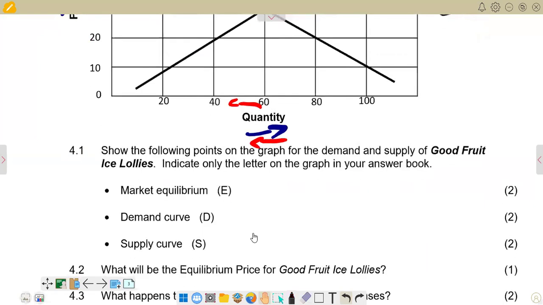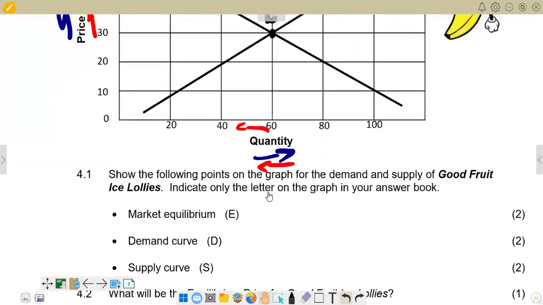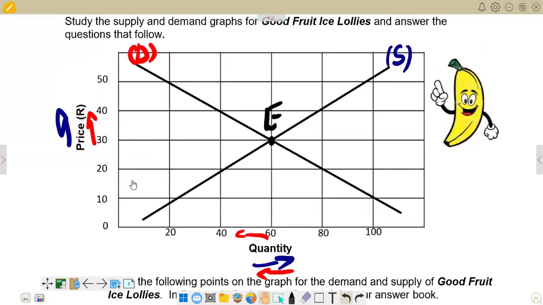If you go down the question, we also have a question that says: what will be the equilibrium price of good fruit ice lollies? The equilibrium price is the price at the equilibrium point. Remember, the vertical axis shows price and the horizontal axis shows quantity. So we go to the price on the vertical axis, and you'll see that the price we are looking for is here, which is 30.